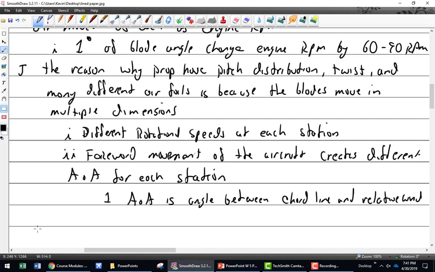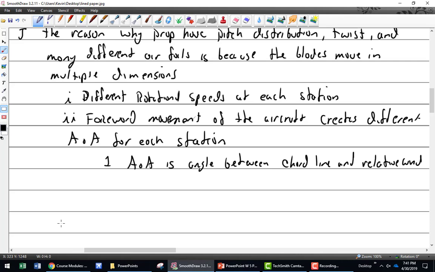And by relative wind, we don't mean Uncle Jerry's. Never mind. All right.